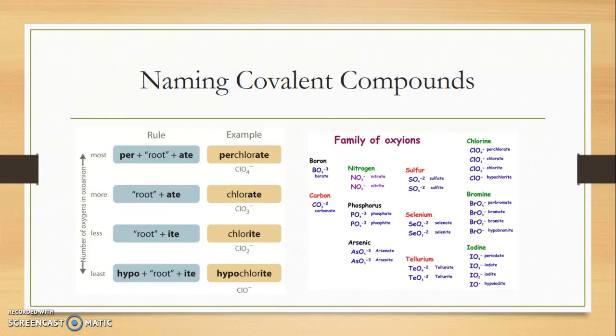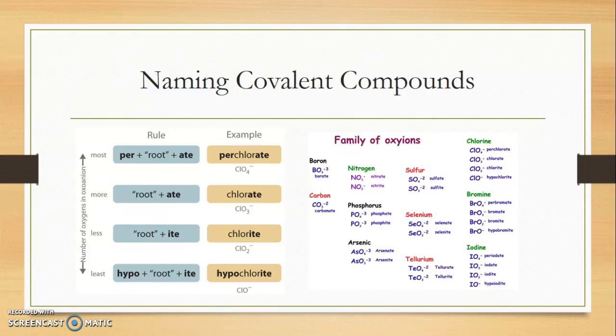Sulfate is SO4 2 minus, phosphate is PO4 3 minus, but nitrate is only NO3 minus. It's just going to be something you have to deal with. Sorry, sometimes chemistry is not very clean, and this is one of the occasions. So that's naming.